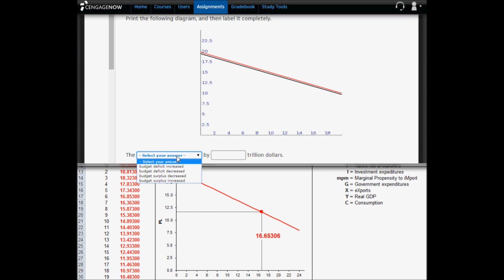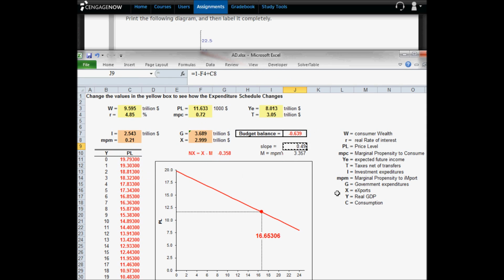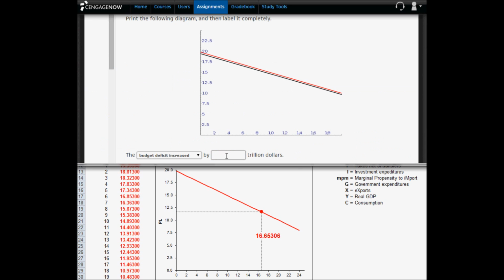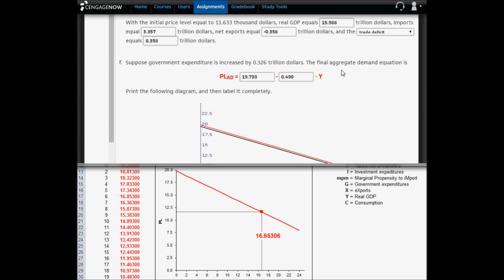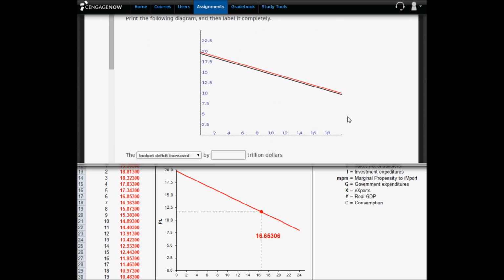Now down here, the budget deficit increased. Why? Because we're spending more money. The budget deficit increased to 0.639. It increased by the amount of government spending. It increased by that amount, $0.326 trillion.